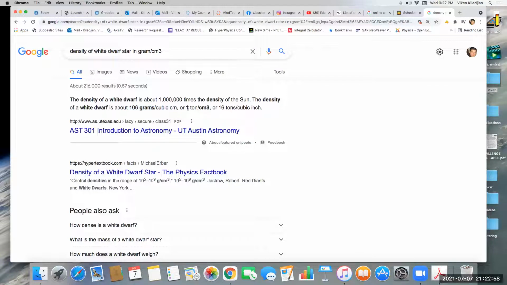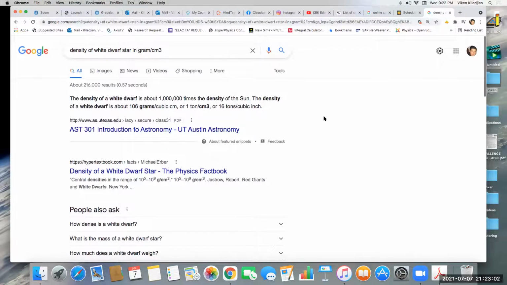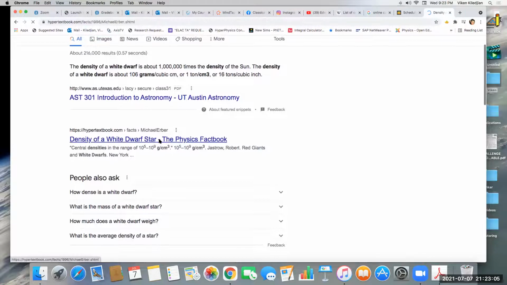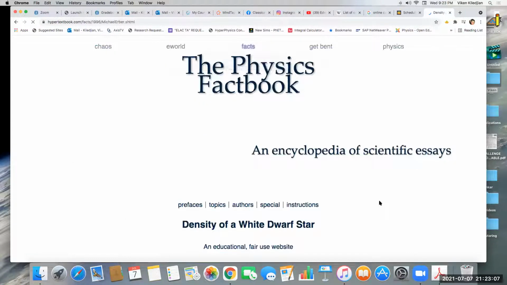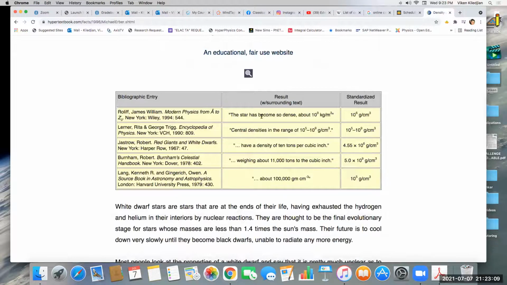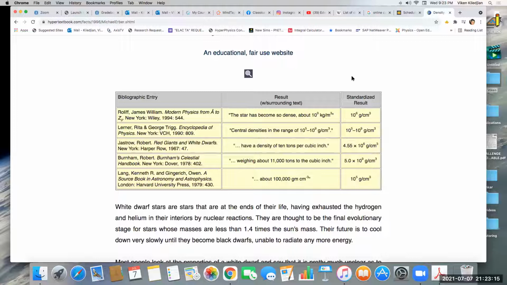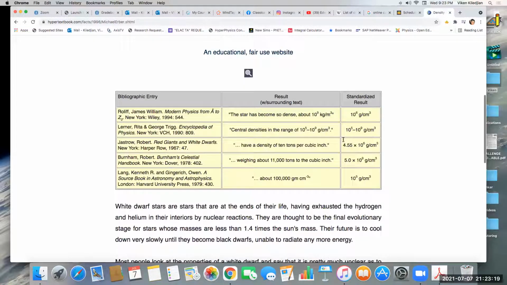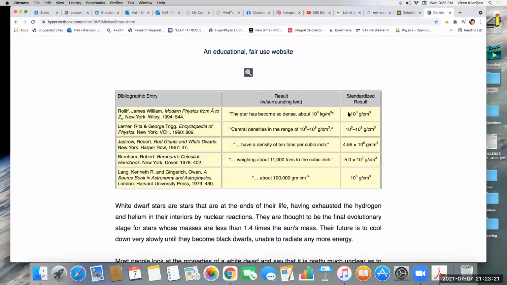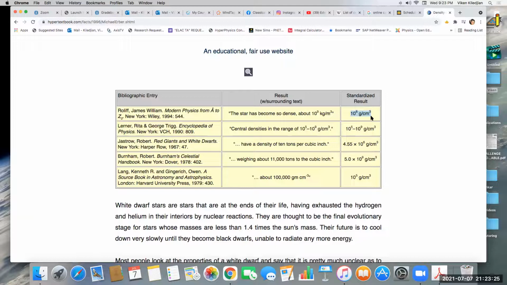That seems a little bit too little. Hold on. Density of a white dwarf. Checking the educational fair use website on white dwarfs. Yeah, so they're about 1 million grams per cubic centimeter. Yeah, that's right. That's the answer.